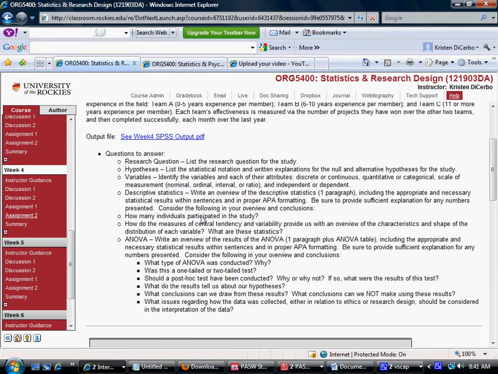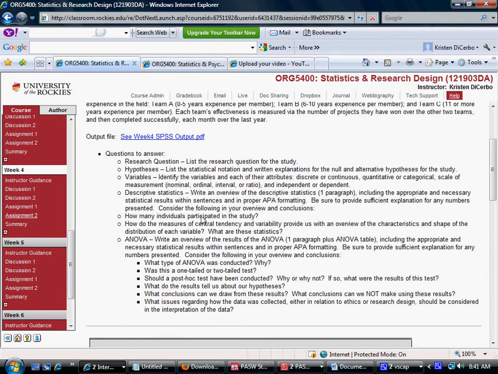So one way we could go about this, so we've got team A, B, and C. We could do a t-test between team A and B, a t-test between team A and C, and then a third t-test between B and C. However, when we do that, it turns out that our probability of making an error and finding a relationship between them when one really doesn't exist goes up a lot.